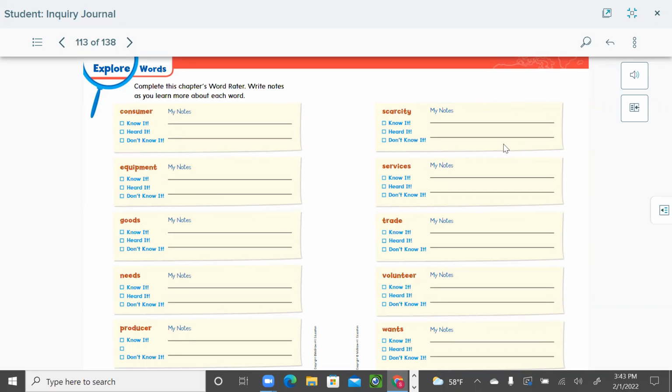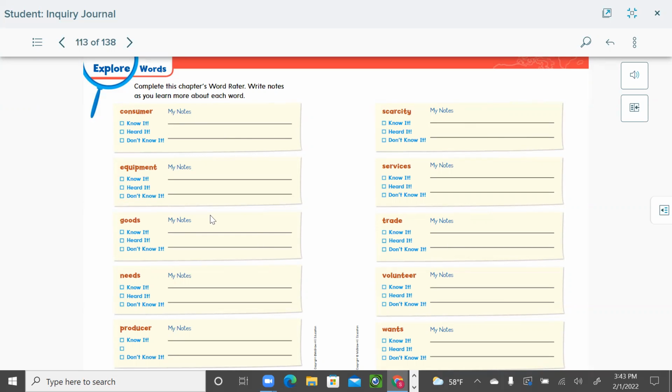Today, we're going to start a new chapter, chapter 5, learning about people and money. In this chapter, we'll learn about goods and services, trading with others, jobs people do, work then and now, and wants and needs. We're going to learn the difference between the wants and needs. And at the end of the chapter, we're going to answer this activity, as we always say, answer, explore words.